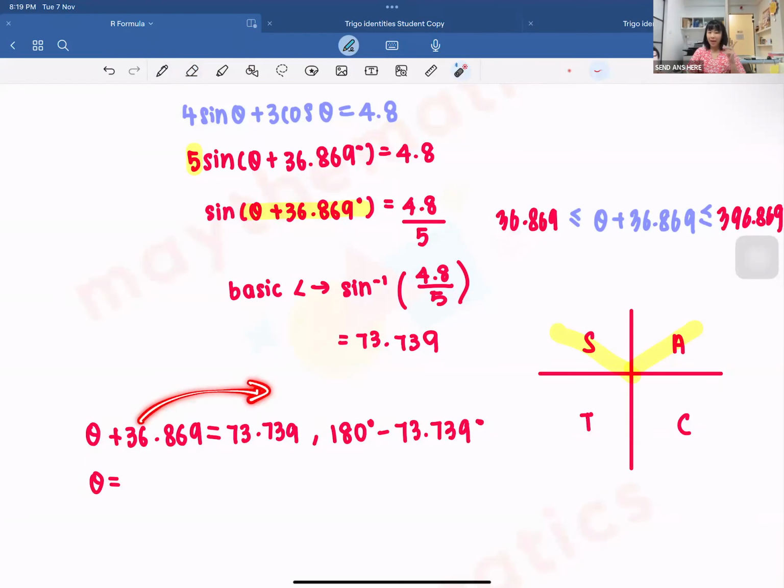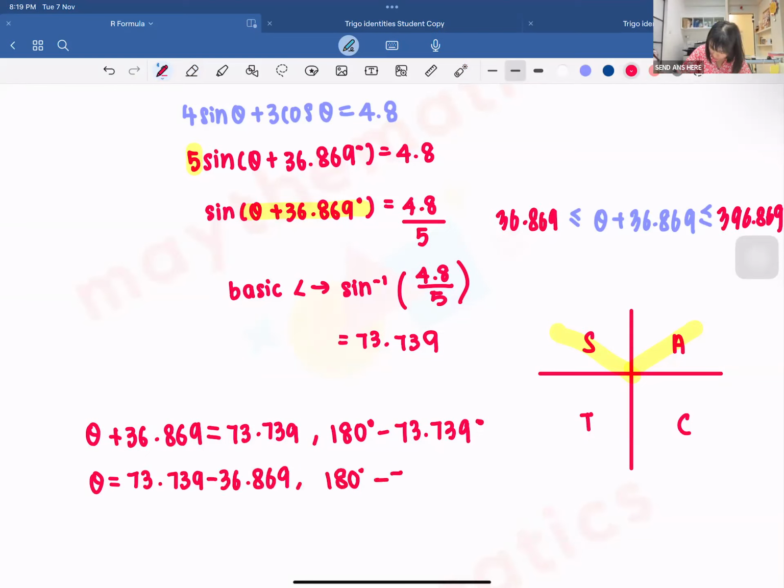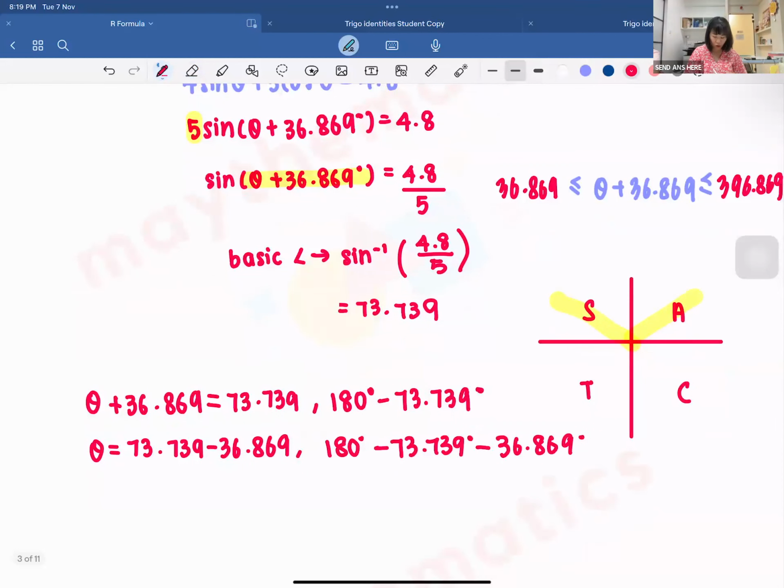This one bring over minus: 73.739 minus 36.869. Then the other one, 180 minus 73.739, now you add a minus with 36.869. Okay? So your final answer is 36.9, rounded off to 1 dp because this is angles. The other one, you round off to 1 dp is 69.4 degrees. Done. That's how we solve.